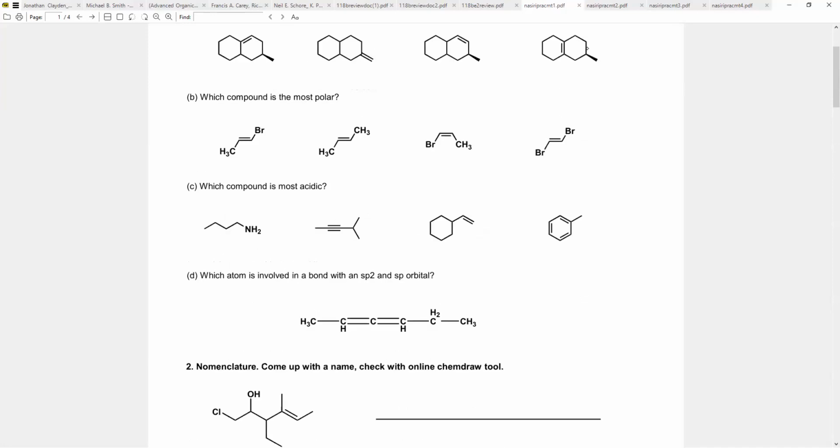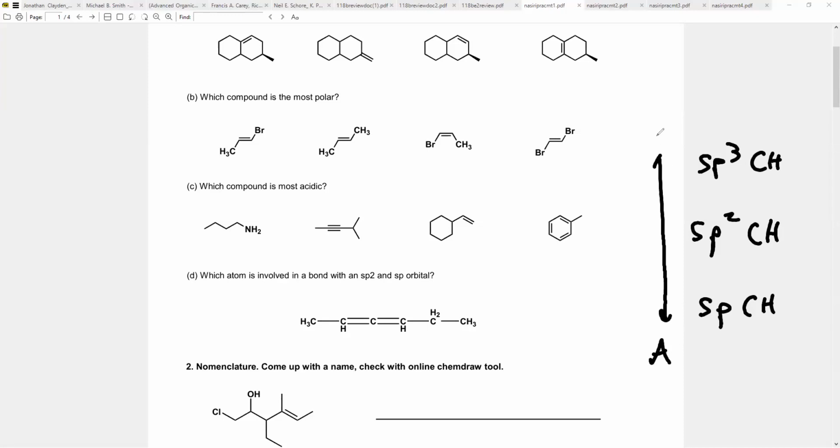Which compound's most acidic? So we're looking for a hydrogen that's acidic. Remember that for carbons, when we think of sp3 carbon, sp2 carbon, sp carbon, so spCH, sp2CH2 and sp3CH3 kind of. Or I guess I'll just put CH here. The order of acidity is this way. This is acidity.